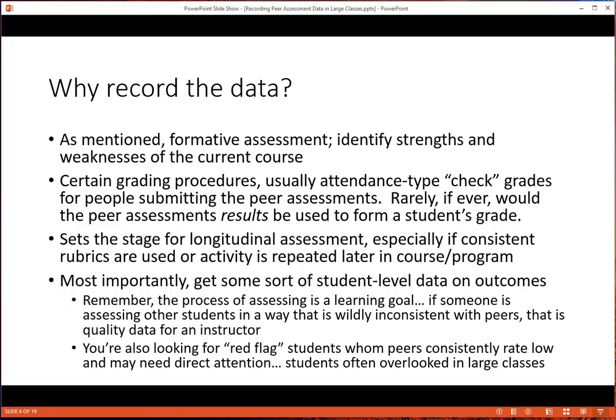The most important one is always student level data on outcomes. Incredibly difficult to get in large class situations. And large class situations are one of those times where we see that red flag student, that student that needs some interventions, not getting it.